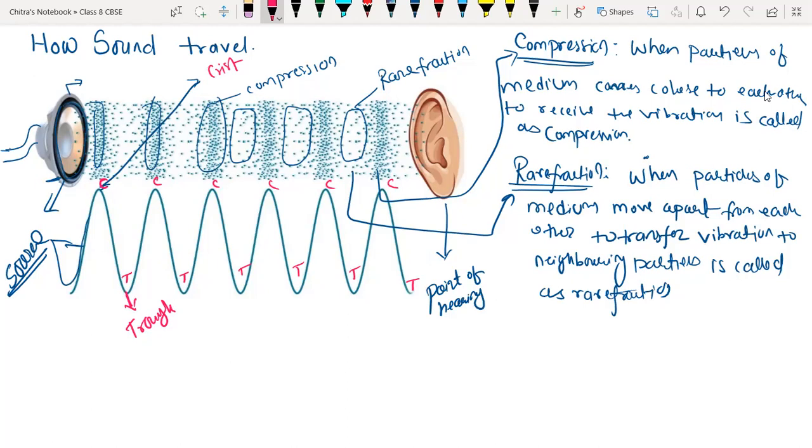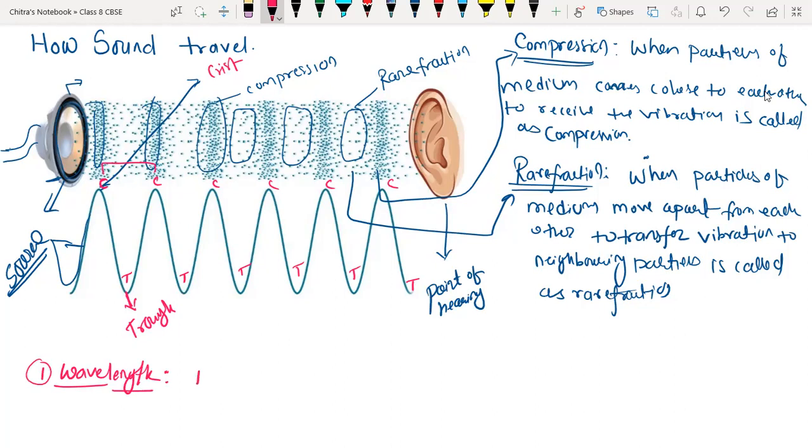One more thing. Here we have many small concepts, so I'm writing the first concept. The distance from one crest to the other is called wavelength. I'm writing here what is wavelength.